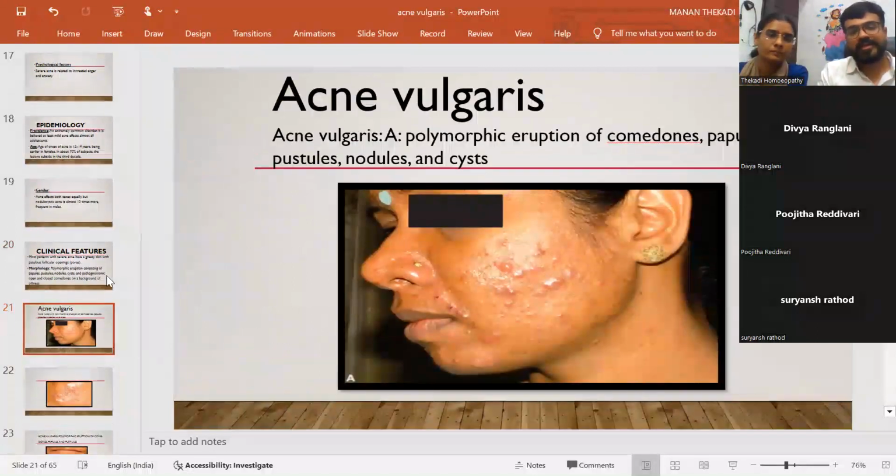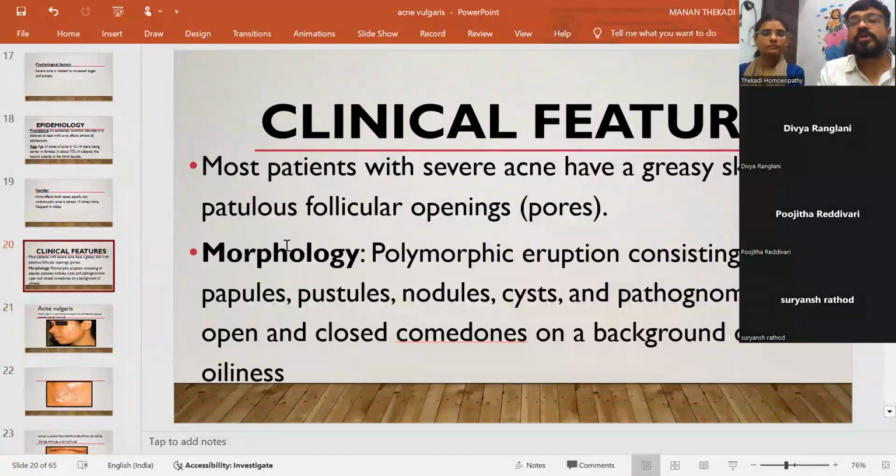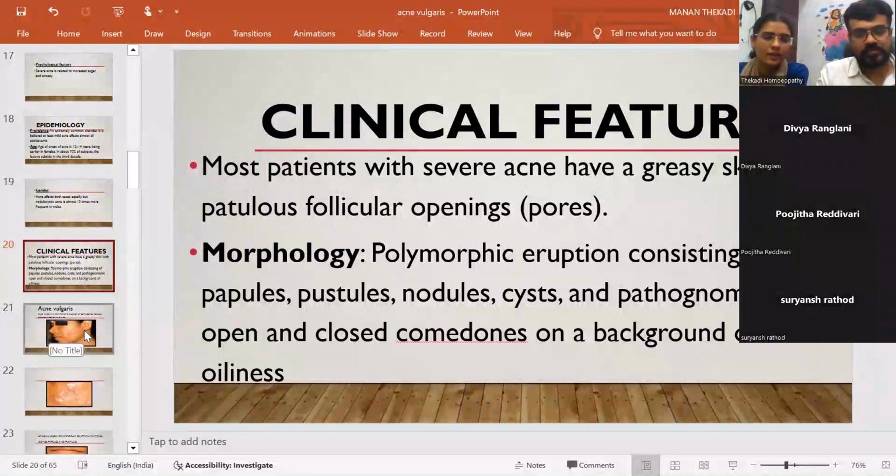Yes, बहुत सारे लोग आते हैं कि सर मेरे ओपन पोर्स है, उसका कुछ करो, तो उसके लिए कुछ नहीं होता है. And now the manifestation of acne vulgaris is polymorphic, means eruptions of different varieties are seen on the same skin. Like you can see the papules, pustules, nodules, cysts, and the pathognomonic feature, means the characteristic of acne vulgaris, is open or closed comedones with oily skin. This is the characteristic for identification of acne vulgaris.